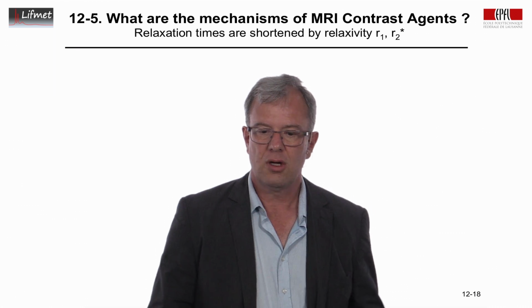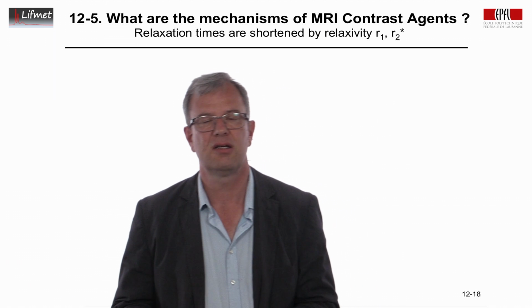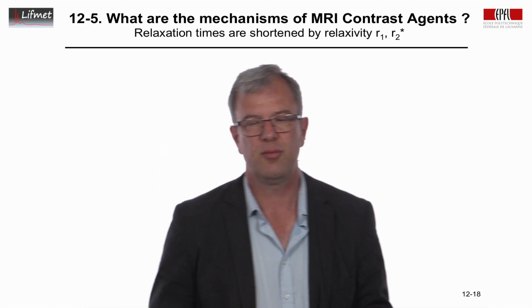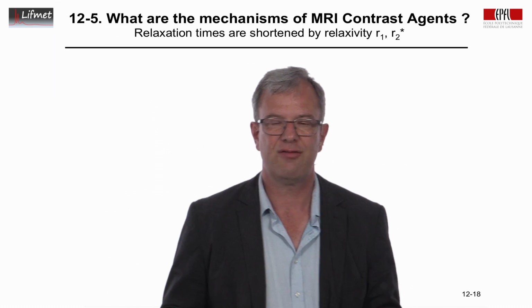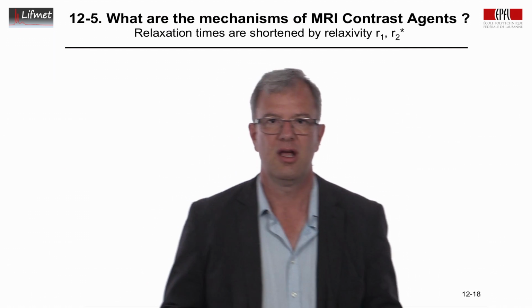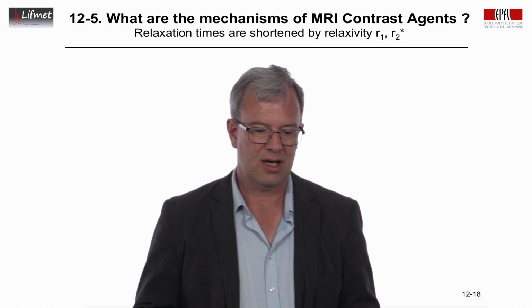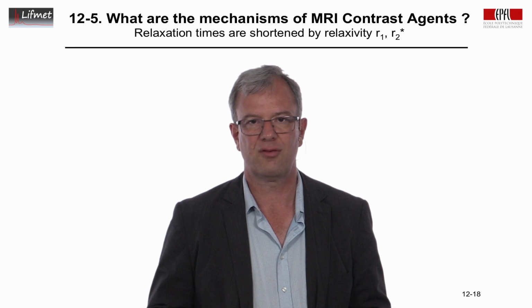So how do contrast agents work for MRI? Remember we had discussed contrast agents for computed tomography, that they change the effective Z of tissue and therefore the linear attenuation coefficient. And so how does a contrast agent for MRI work? Essentially we distinguish two classes of contrast agents.